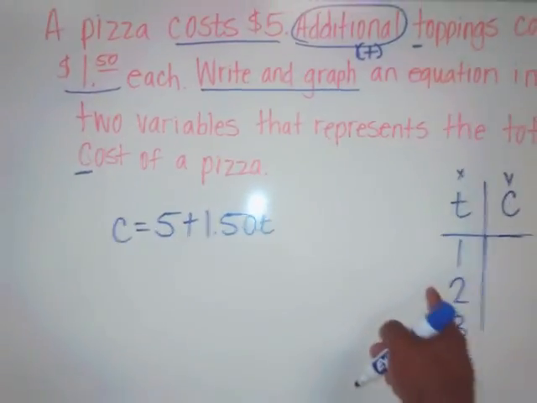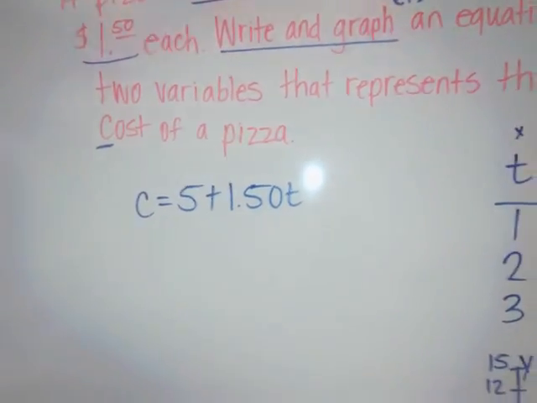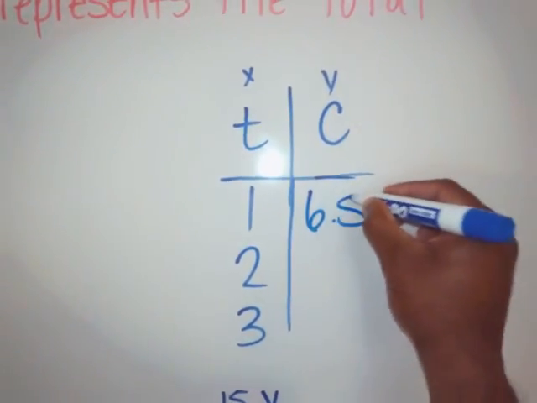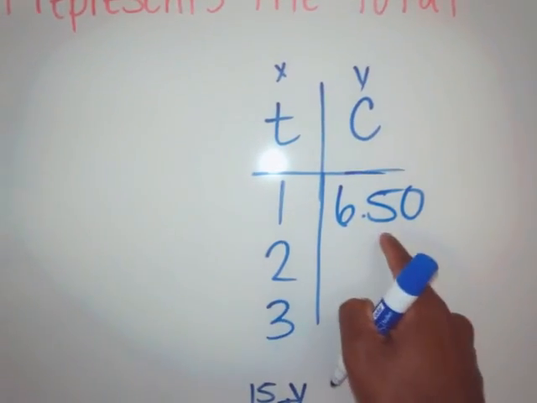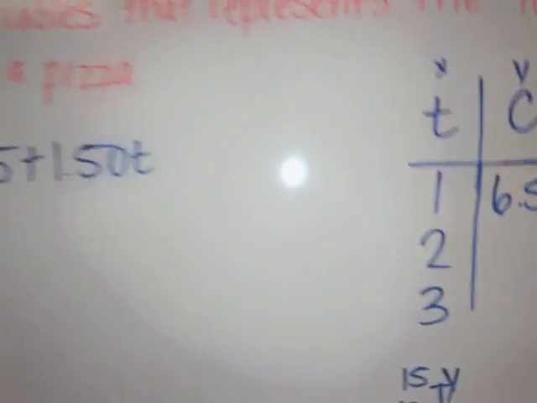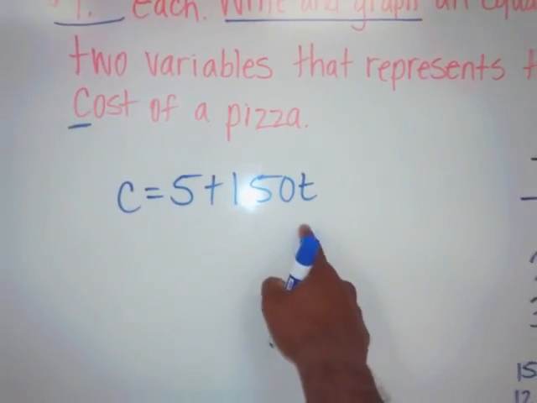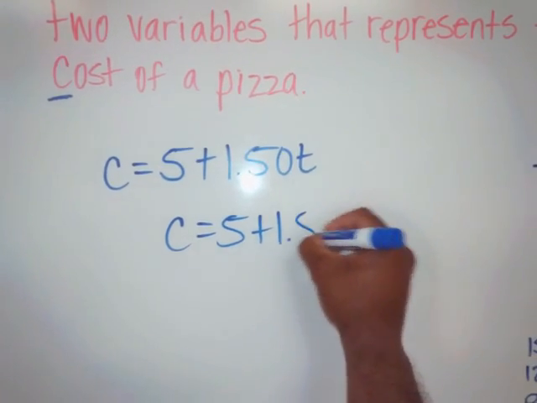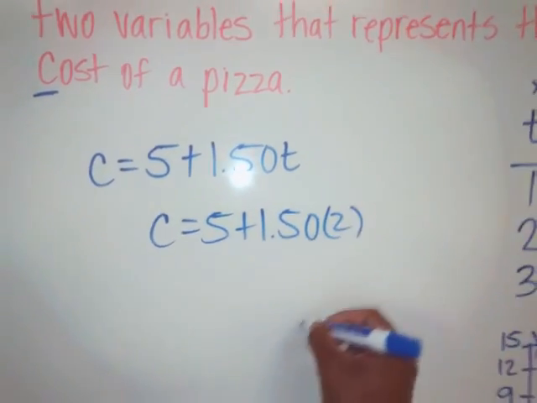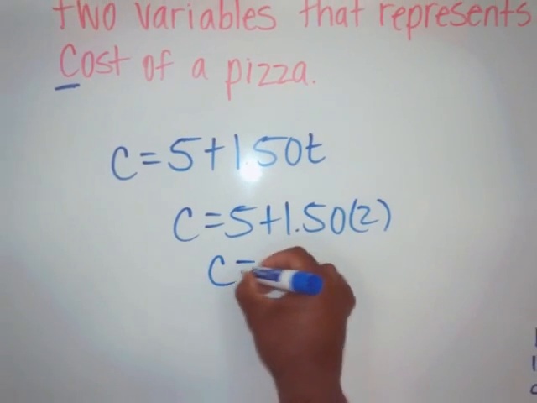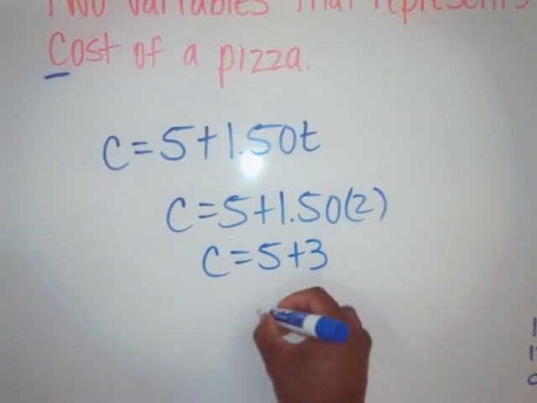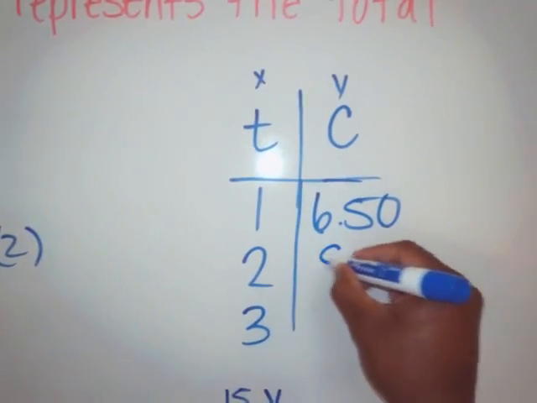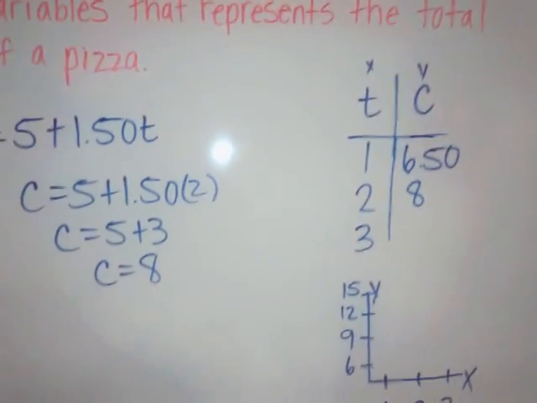If we input 1 topping, number 1 here, we're going to get an output represented by C of $6.50. 1 topping will cost $6.50. If we input 2 into this t for toppings, we will have C equals 5 plus $1.50 times 2. Solving, we get C equals 5 plus 3. C total cost would be $8. Total cost, $8 for 2 toppings.